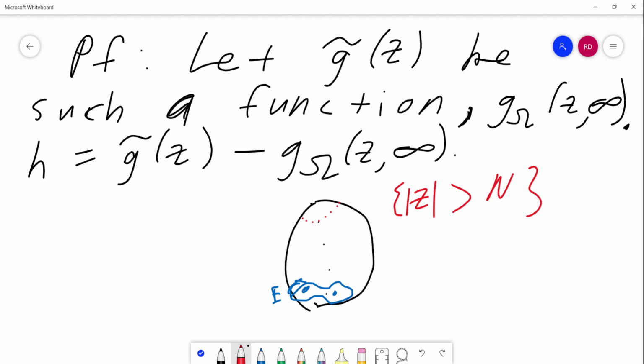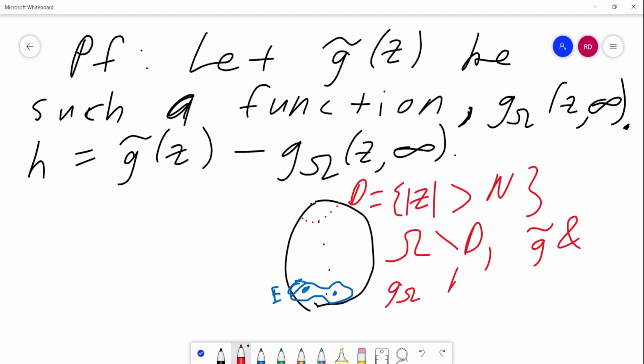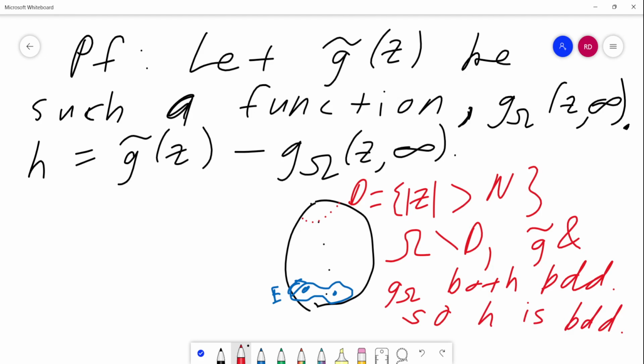Well then, outside that neighborhood, let's call it D, on part of omega not including D, g tilde and g omega are both bounded. So h is also bounded outside that neighborhood. There's an upper bound for the first function, upper bound for the second function, lower for the first, lower for the second, so the difference between them will have to have some upper bound.